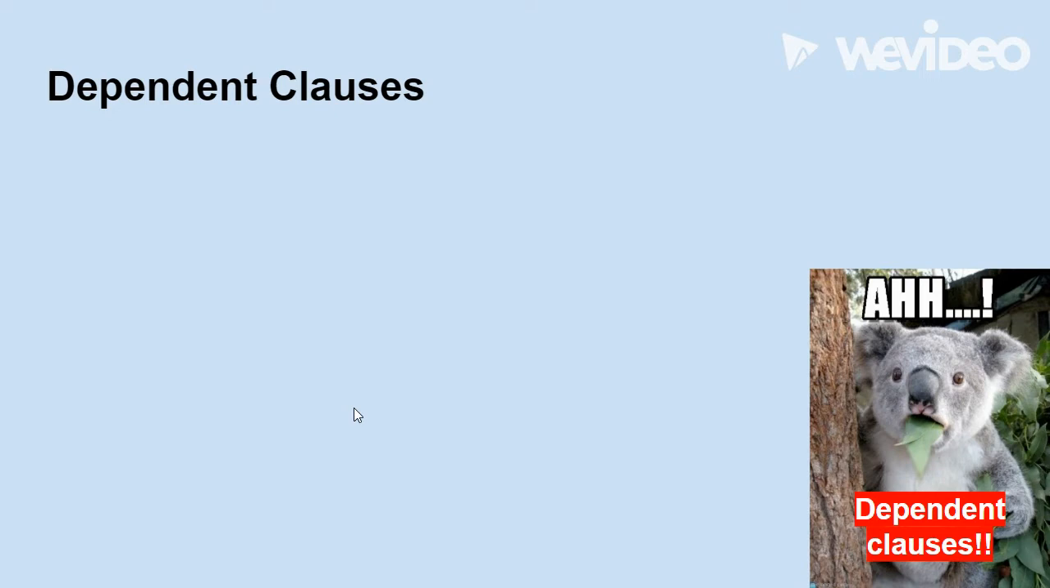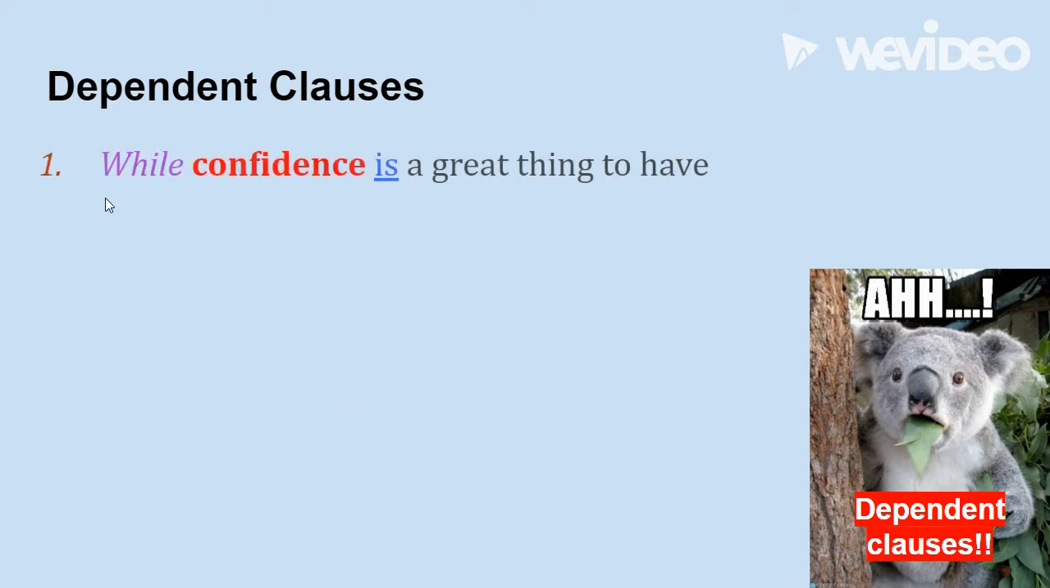So let's look at some dependent clauses now. While confidence is a great thing to have. Notice that this is the same clause we looked at earlier. Confidence is a great thing to have. That was an independent clause. But now we've added the subordinating conjunction while, and now it's a dependent clause. It depends on more information. All of my subordinating conjunctions are going to appear in purple.